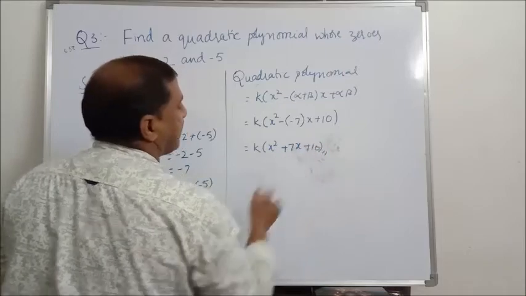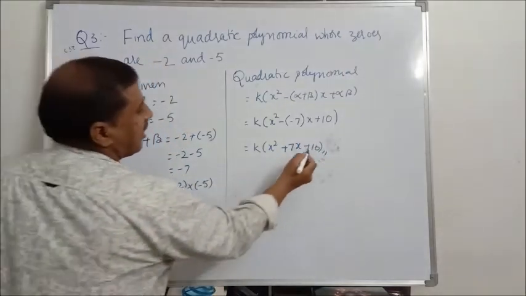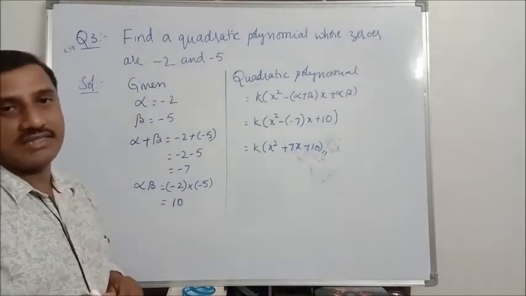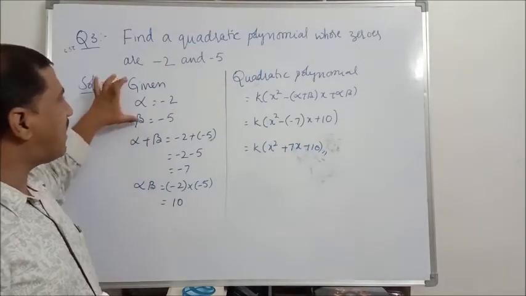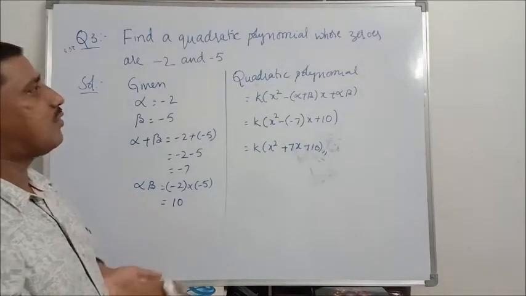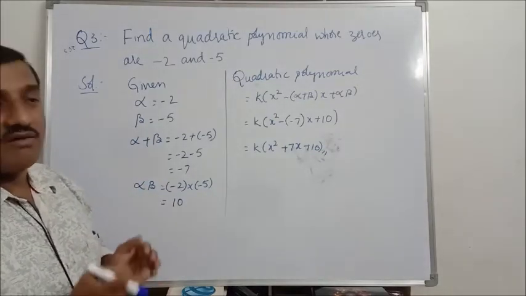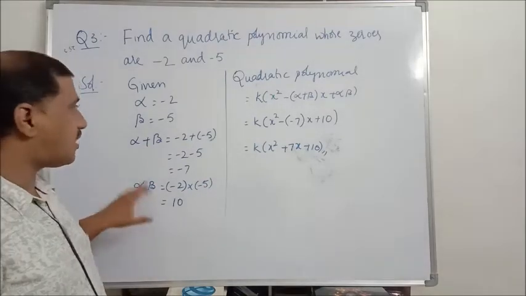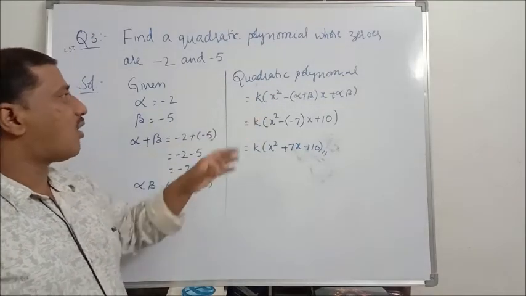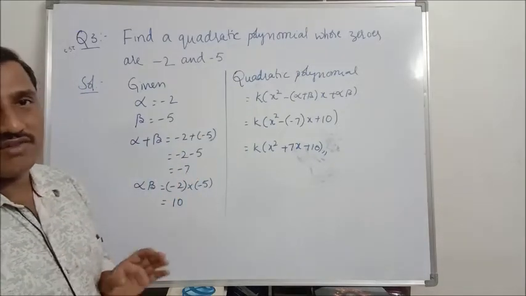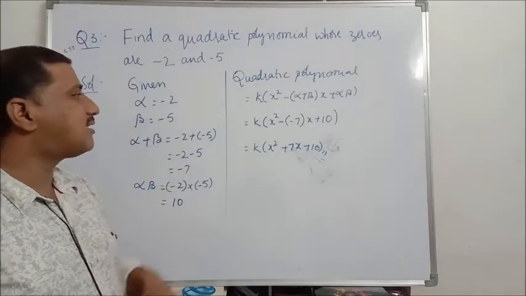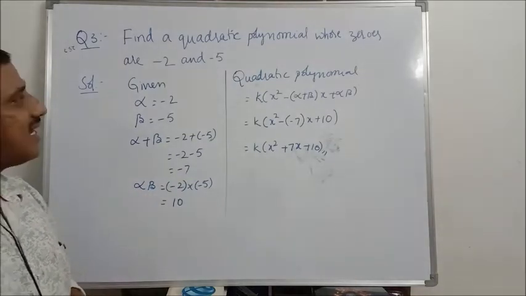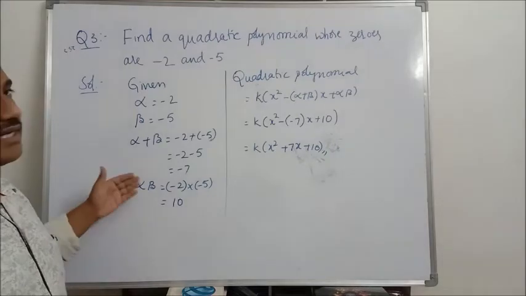So this is the required quadratic polynomial when we know the two zeros of the polynomial, minus 2 and minus 5. Here the individual zeros are given. We need to find the quadratic polynomial. Means first we have to find the sum of the zeros, then the product of the zeros. After that, substitute in the quadratic polynomial and simplify, we will get the required quadratic polynomial. Is it clear, children? This is a different problem.